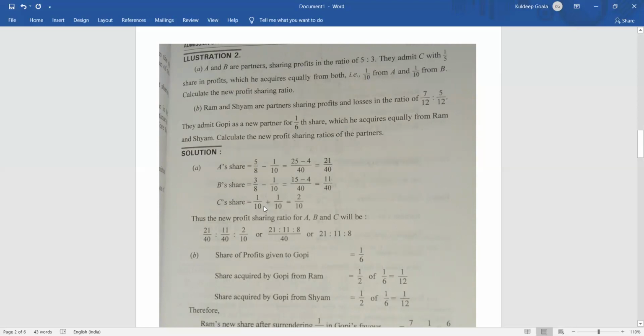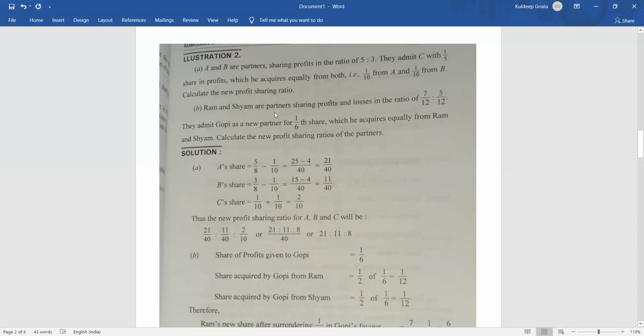In case of C, it was 1 by 10 from A and 1 by 10 from B, so it will be 2 by 10, or if you cancel it is 1 by 5. Clear? But our objective should be to make the denominator 40. To make the denominator 40, just multiply it by 4, and the numerator also will be multiplied by 4, so it will become 8 by 40. So the new ratio will be 21 is to 11 is to 8. Clear? Fine. Now let's go to the next question.